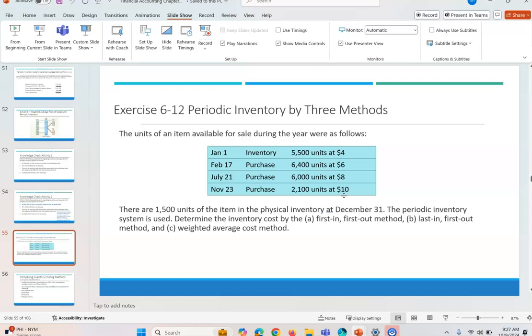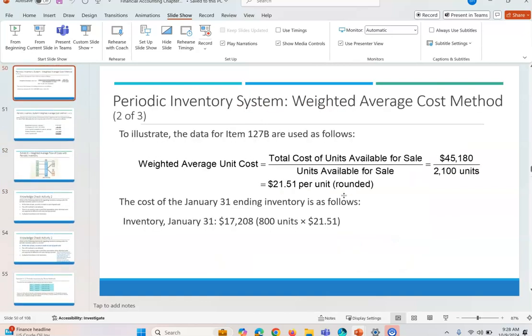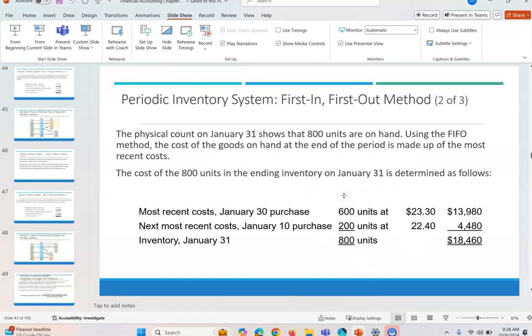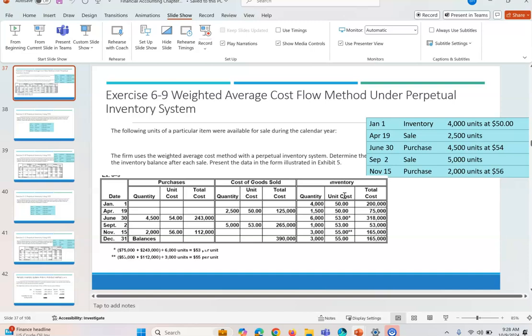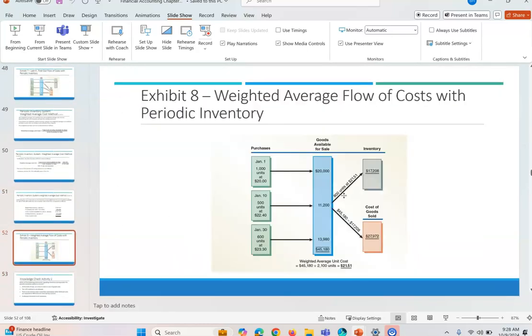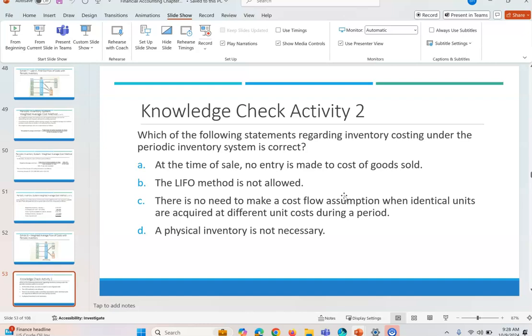What I do is 5,500 times 4, then 6,400 times 6, then 6,000 times 8, and then 2,100 times 10. Add up how many total units we have, and then divide that dollar amount by the total number of units. Yeah, but I just mean the last time we did that. Yeah, we did the exact same. It was right. I don't remember if it was periodic or perpetual that we just did, but it's the same method. You have to take a weighted average because different quantities are being purchased at different prices, okay? I apologize if I confused you. You have to total all of the costs by the units so we come up with a weighted average.